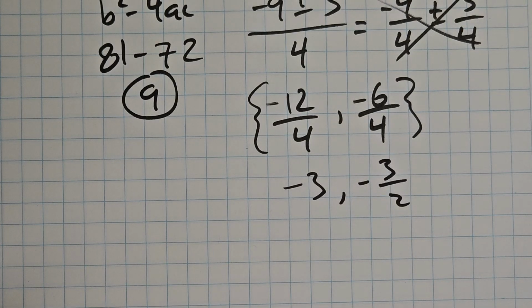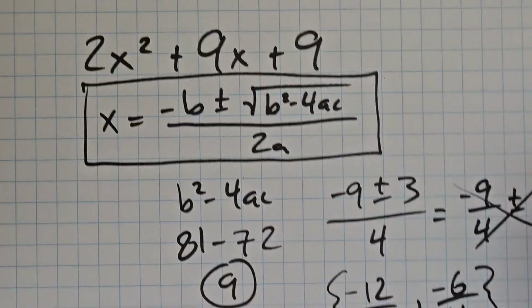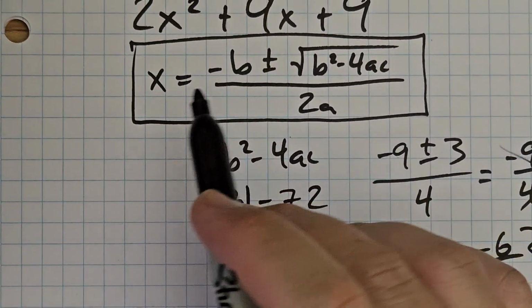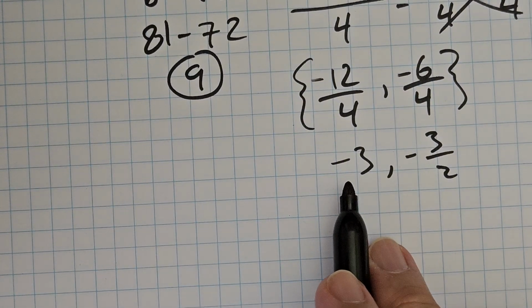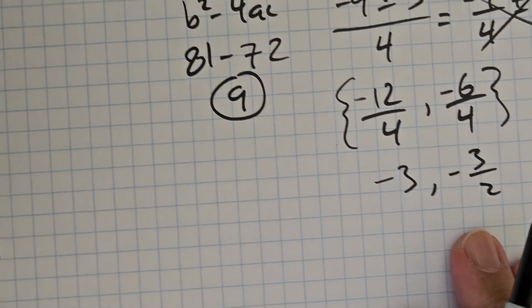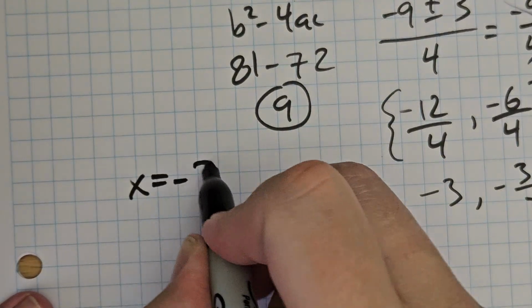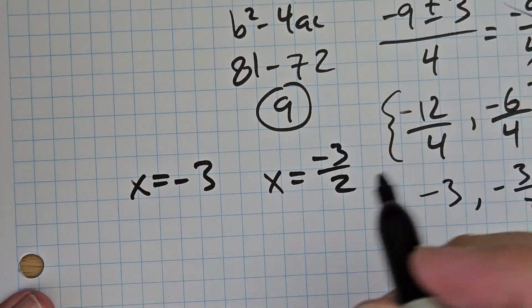Now, how is this factoring, right? The quadratic formula is for solving quadratics, not factoring them, right? Well, remember, this whole thing starts with x equals, right? So this is x equals negative 3, and x equals negative 3 over 2. So let me write it that way. X equals negative 3, and x equals negative 3 over 2.